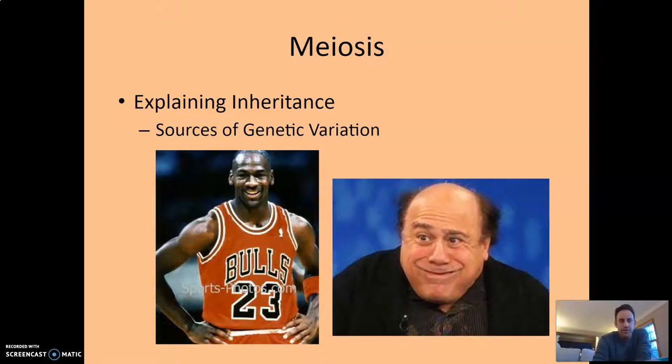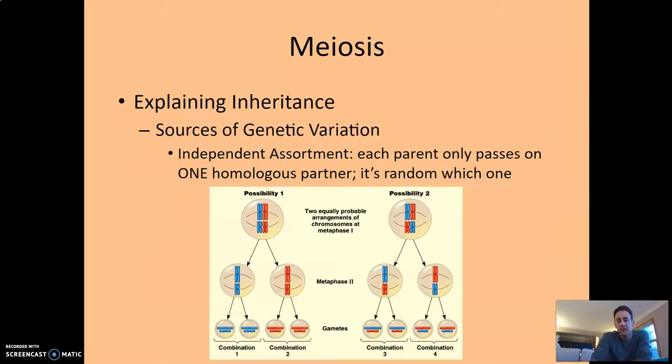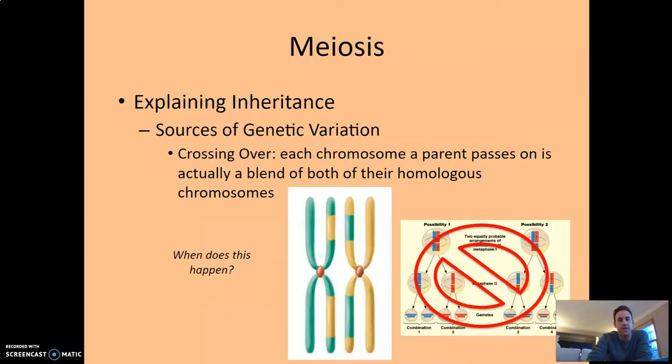So there's incredible variation in genetics. You know, Michael Jordan and Danny DeVito are members of the same species. Huge amounts of variation in the population. And so where does that come from? How does that come about? Well, we can now understand where it comes about. One place where it comes from is independent assortment. So each parent only passes on one homologous partner, and it's random which one that's going to be. And so this is why it's possible for two parents to have very, very different children, because they're passing on different genes to each one, and so that leads to more variation.